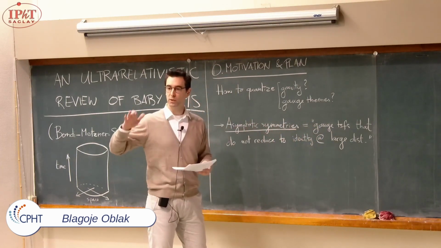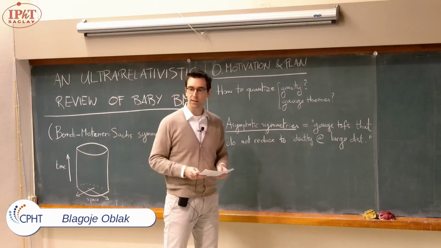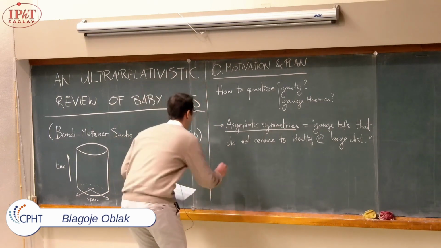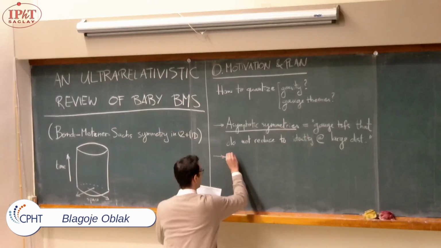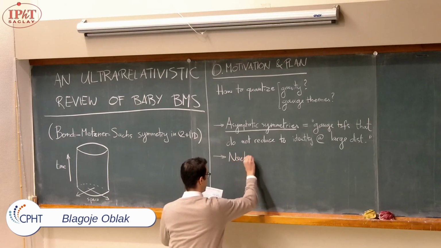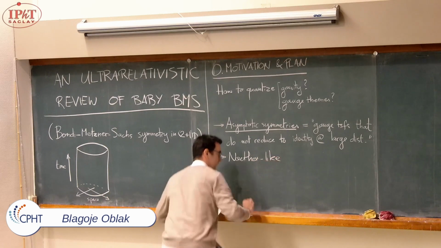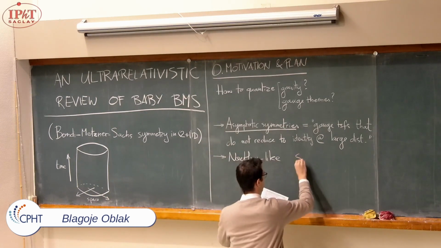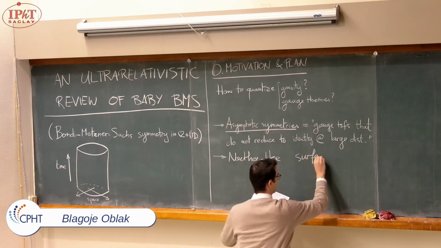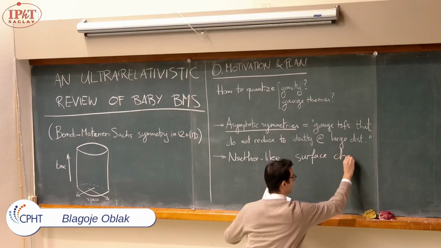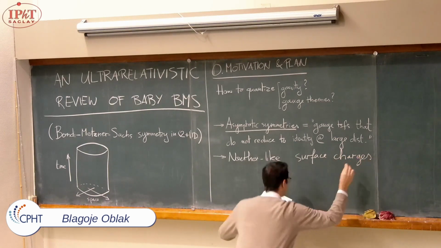And they do this in a very specific, constrained way, such that they have non-zero Noether-like charges, but they call them Noether-like because they're actually not, well, they're surface charges. And when I say surface charges, well, let me explain what I mean by that.